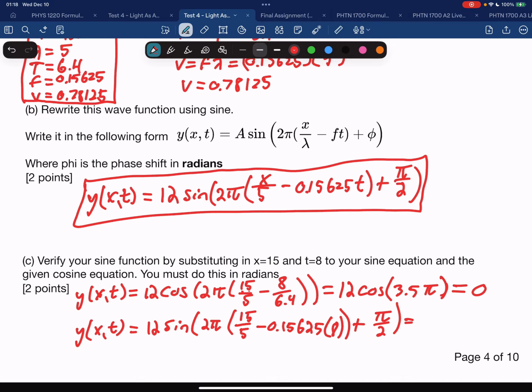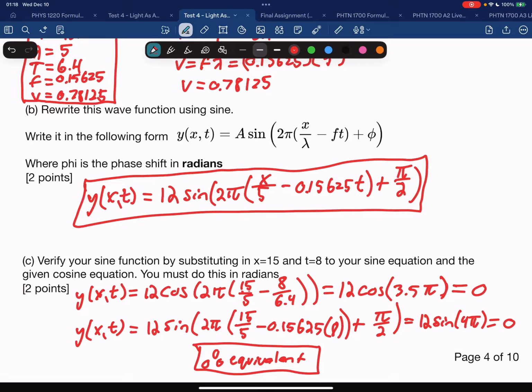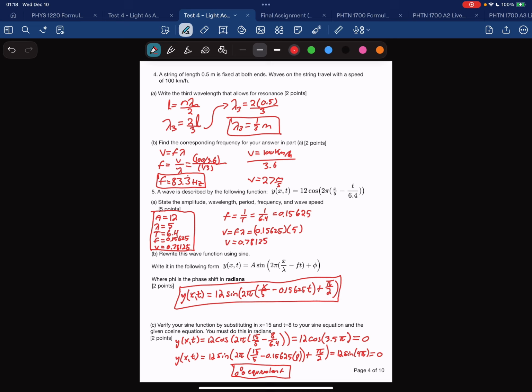Plugging in, this should give you about 12 times the sine of 4 pi, and any whole number integer value of pi, integer multiple of pi, in the sine function gives you a value of 0. So therefore, they are equivalent. They both equal 0 when plugged in. So that was everything for questions 4 and 5.